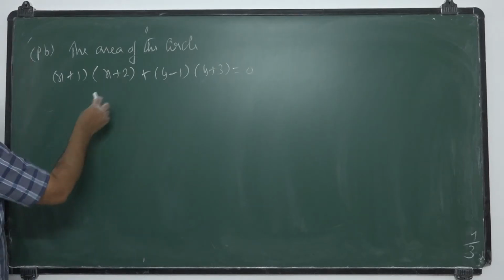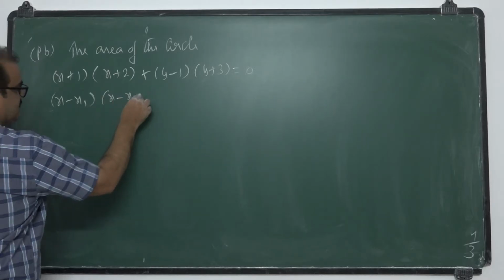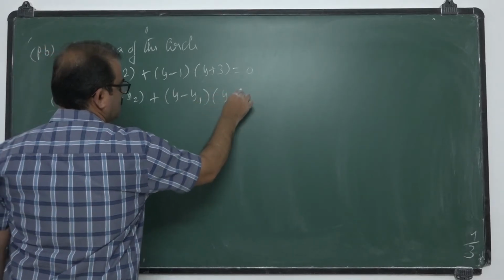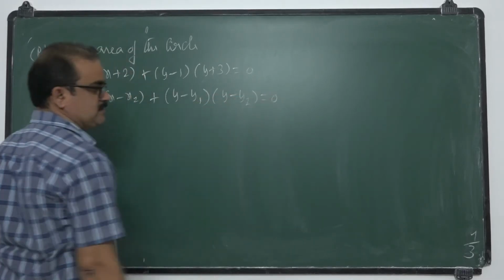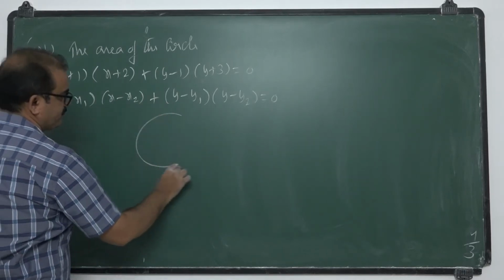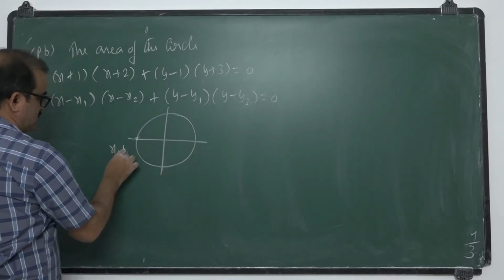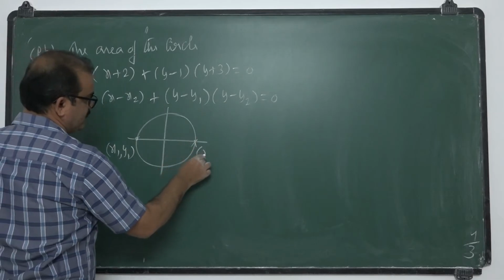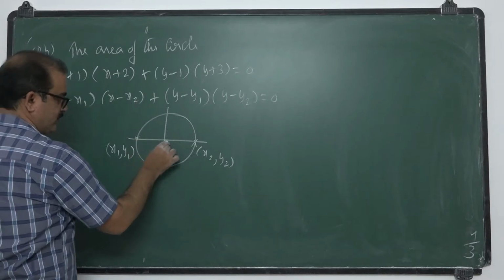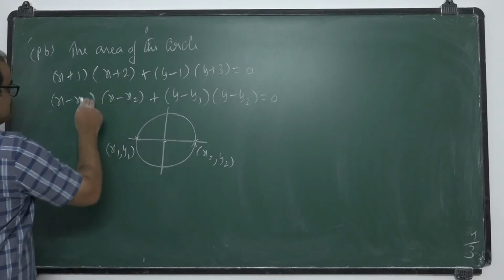See, this circle equation is in the form of (x - x1)(x - x2) + (y - y1)(y - y2) = 0. This is the equation of a circle having (x1, y1) and (x2, y2) as ends of diameter. We know this is the center of the circle and this is called the diameter. This equation is in this form.